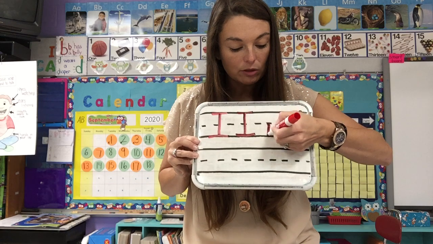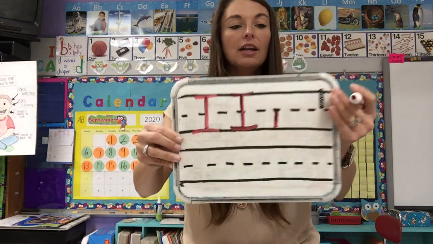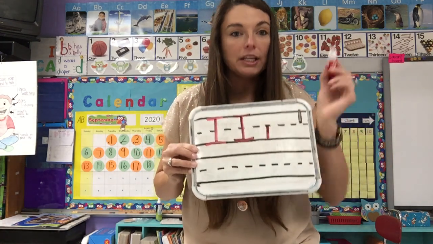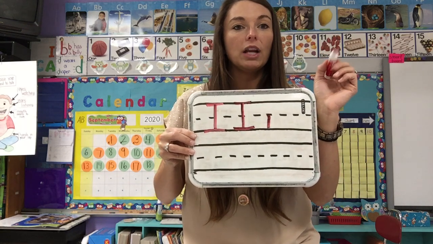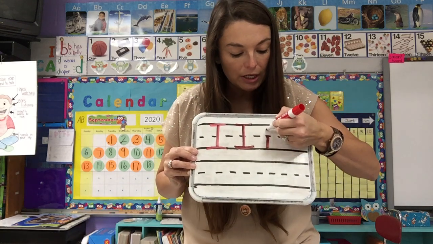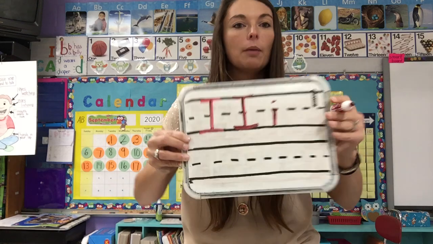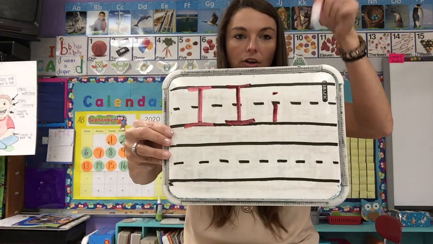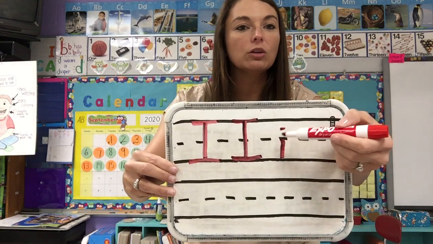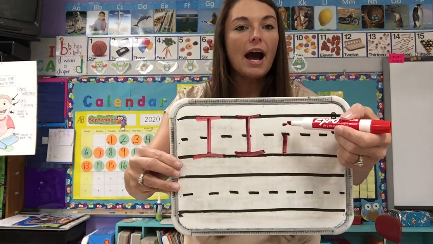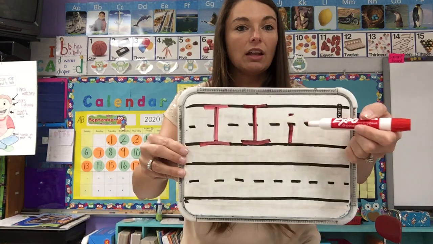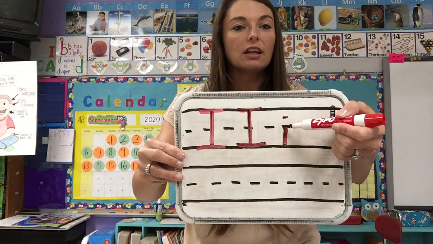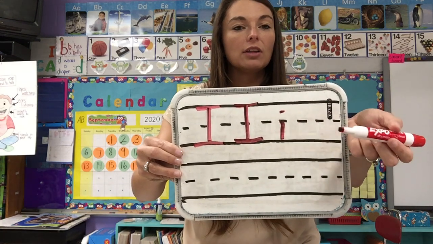Now lowercase I, we're going to start at the middle line, and we're going to do a line down from middle to bottom, just like that. Then when we finish that, we're picking our pencil up or our crayon, whatever you're using to write with, and we're putting a little dot above the I. Just a little dot. We don't have to draw a big circle and color it in. We're just putting a little dot above the I, above the stick in that lowercase I. It's not touching that stick. It comes above that middle line.